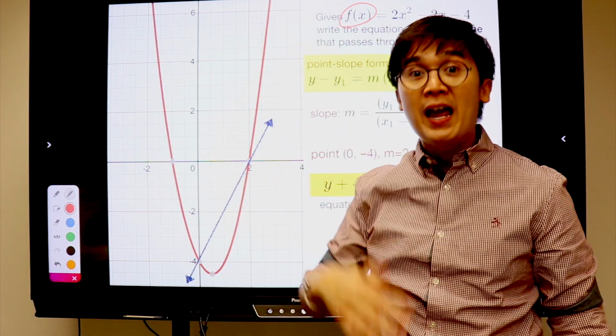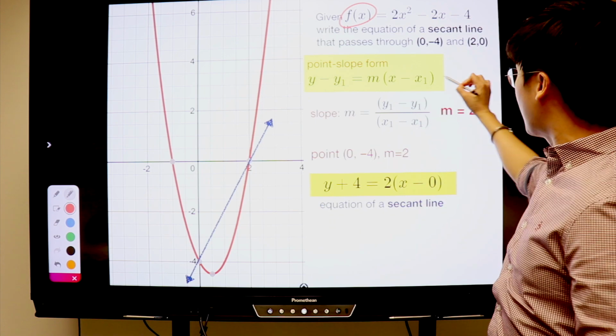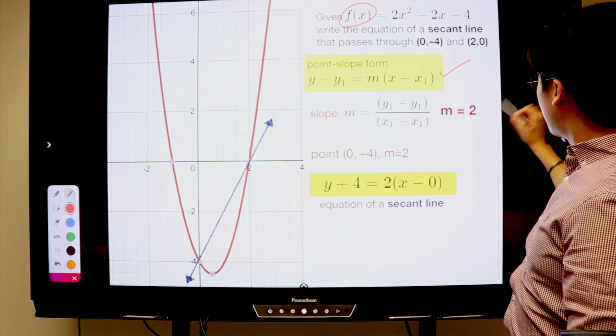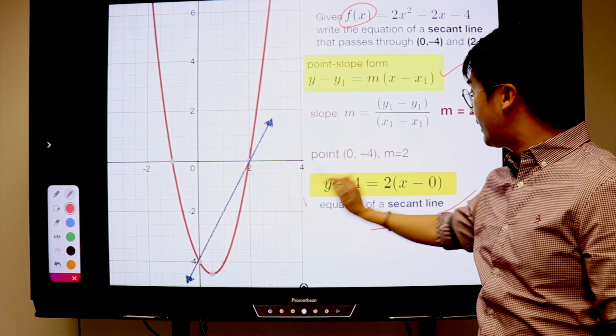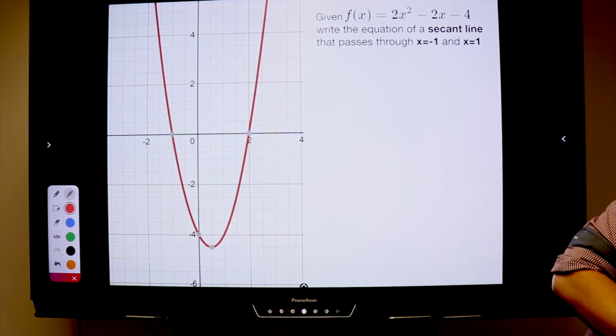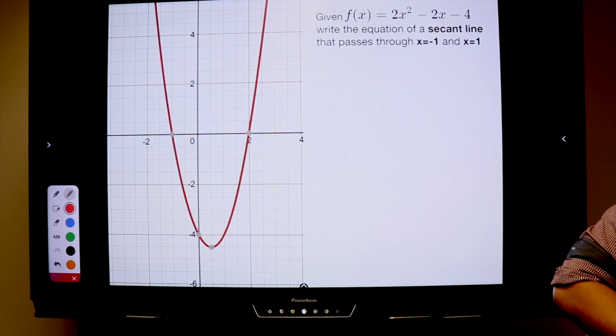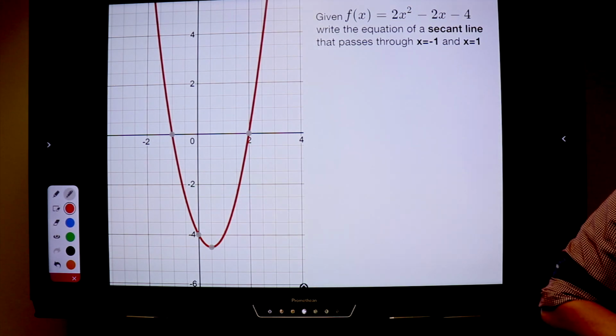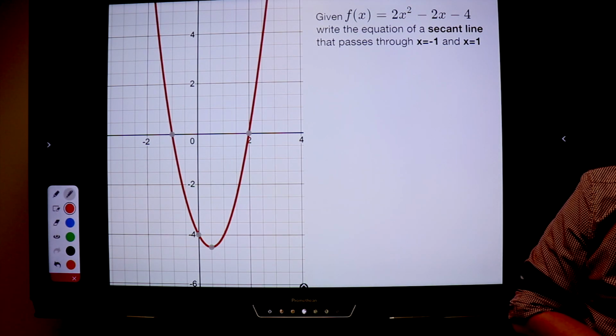connecting the 2 points. And we're able to produce that using the formula, finding the slope, and then plugging it into your equation. Write the equation of a secant line that passes through x equals -1 and x equals 1. How do you think you will be able to answer this problem?